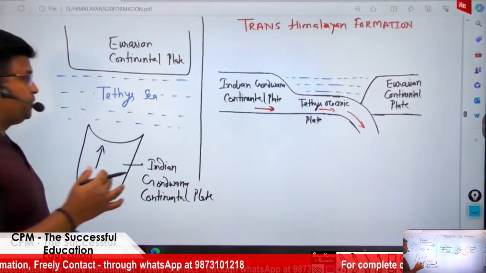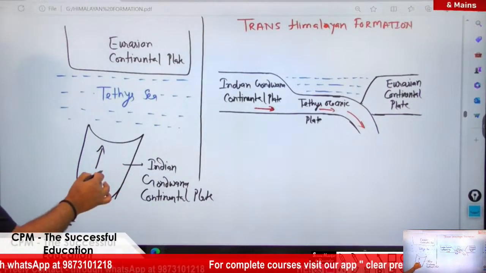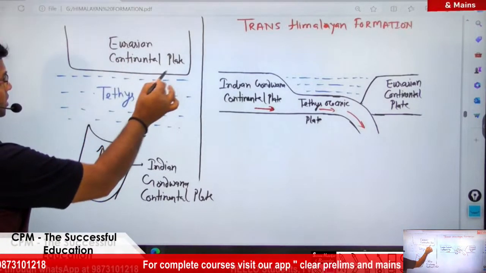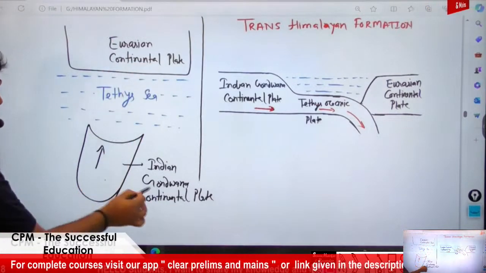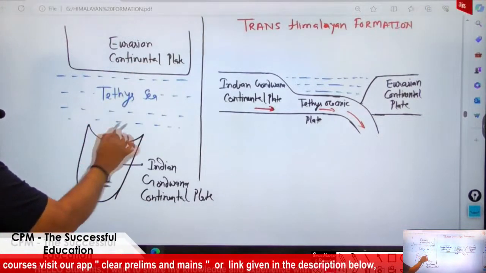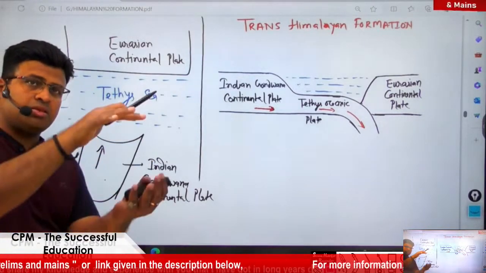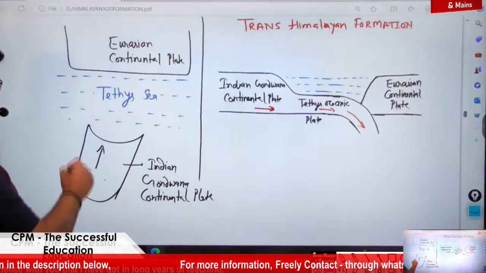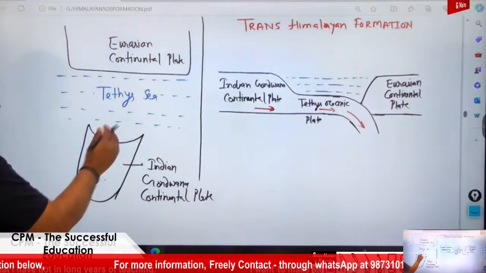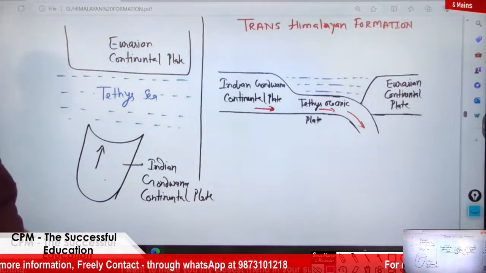You know that our Indian Gondwana is a continental plate, and here it is the Eurasian continental plate. Between them there is the Tethys Sea. And below the Tethys Sea water, there is the Tethys oceanic plate. What happened? It is moving northward and trying to converge with the Eurasian continental plate.